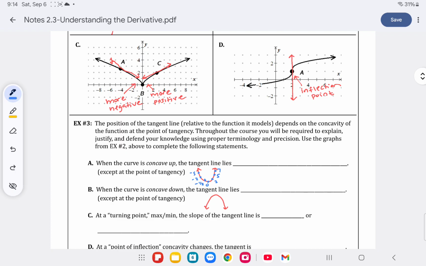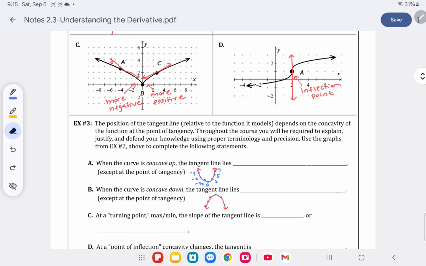Concave down is the exact opposite. If you were to estimate slopes at each one of these points, they'd be decreasing from left to right. So when our slope is decreasing, that's concave down. When our slope is increasing, that's concave up. Again, we'll talk about that more later.